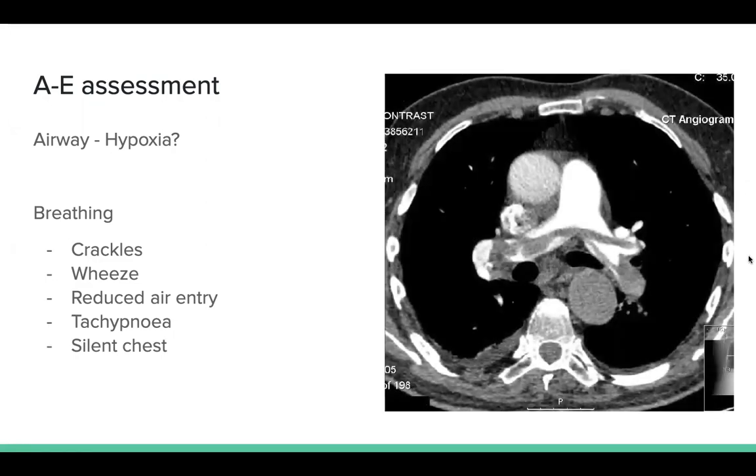So this image here shows quite nicely a CT scan, a CTPA of a patient's chest with a saddle thrombus across the middle. And it's important that we get used to looking at CT scans before the radiologist reports them so that we can gain some experience looking at them.